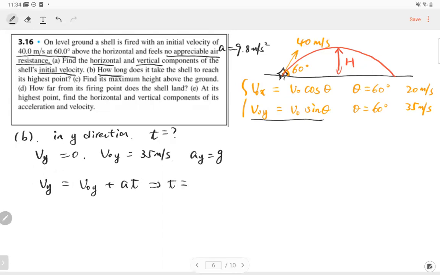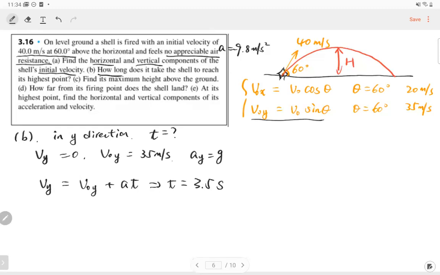We can solve for t. When we solve for t, we get a value. The value of the time will be 3.5 seconds. Okay, this is part B.